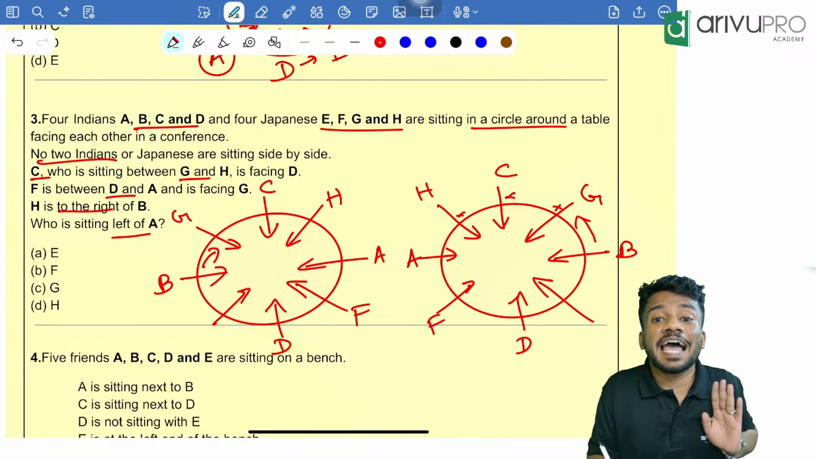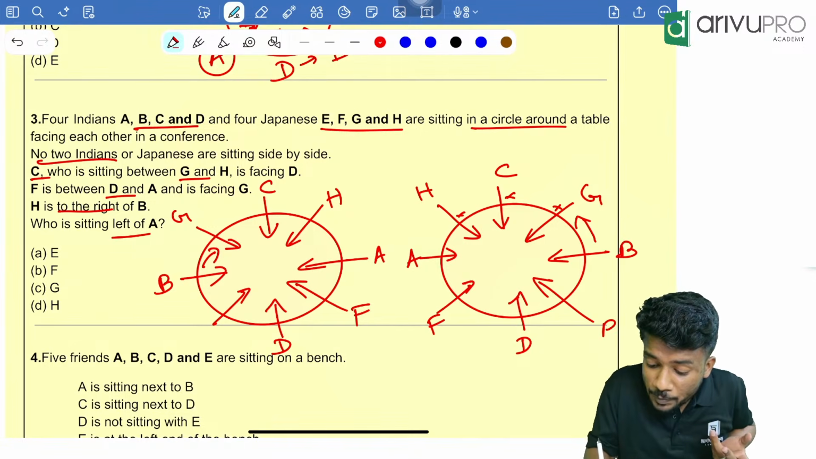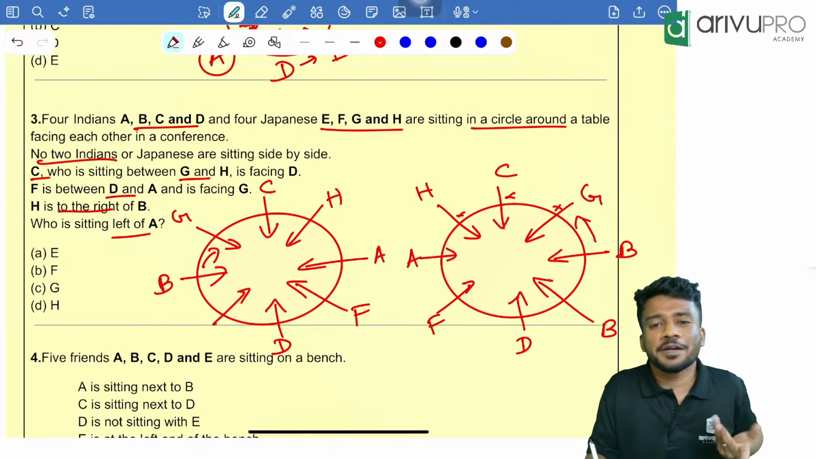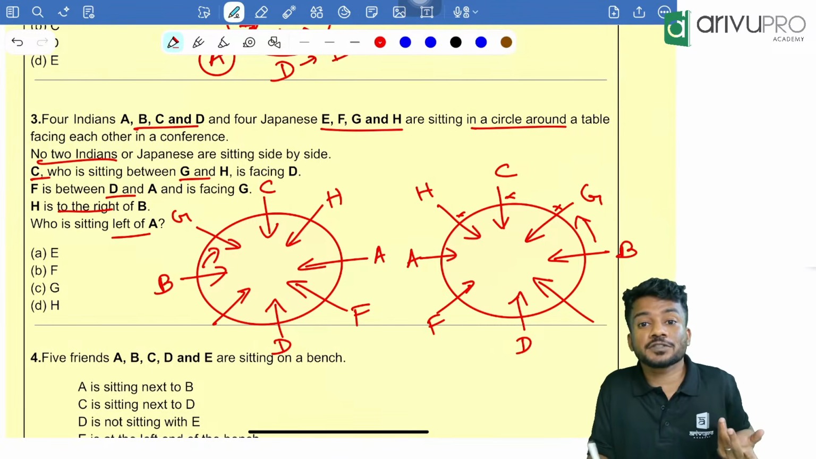Now some people will ask, sir, why can't we put B over here? Then H will be directly opposite to B. That is not possible here because it is to the right.